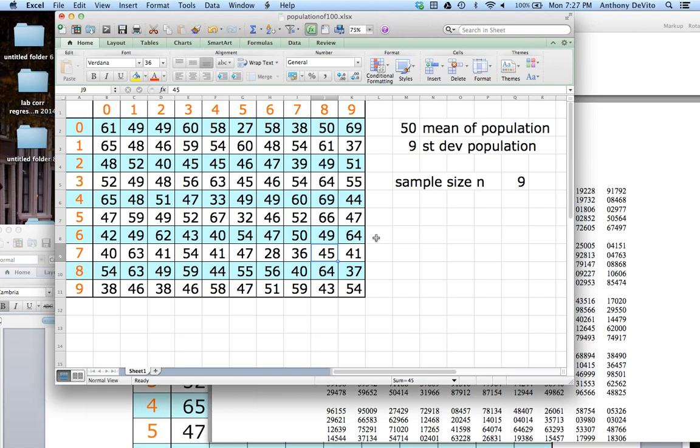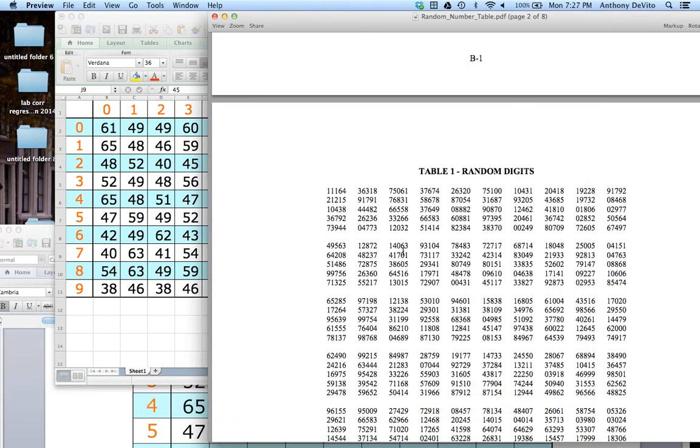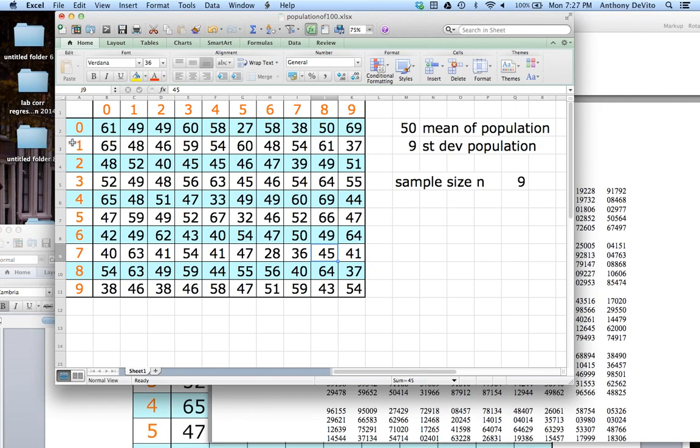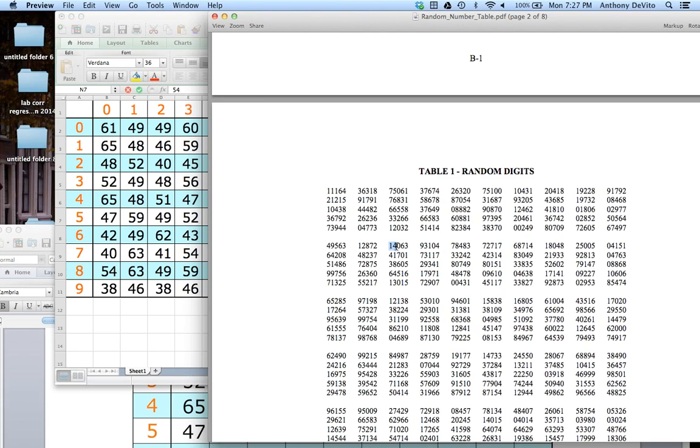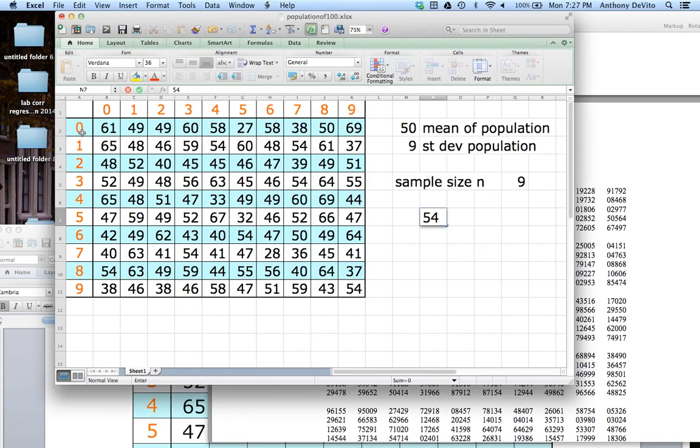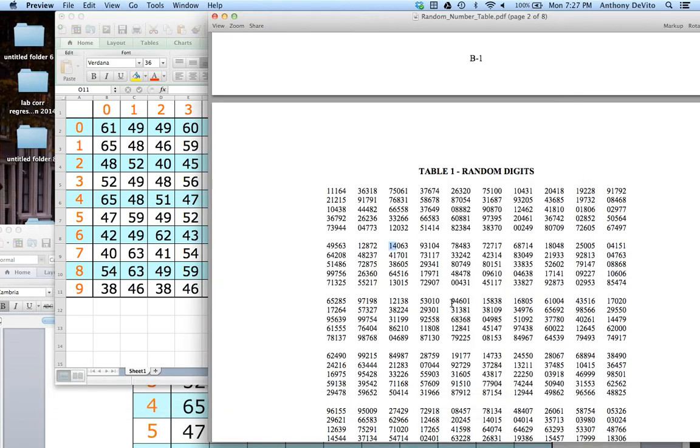Okay, so I'm going to use the columns as the first digit, and the rows as the second digit. So if I were to pick a random spot to start, I'm going to start here. The first number I come across is 14. So 14 would represent row 1 and column 4, which would be number 54. I'm going to write that down. Okay, so the next number I come across is 06. So that would be 0, 6, would be 58. Okay, so I'm going to pick 9 numbers based on this random number table.